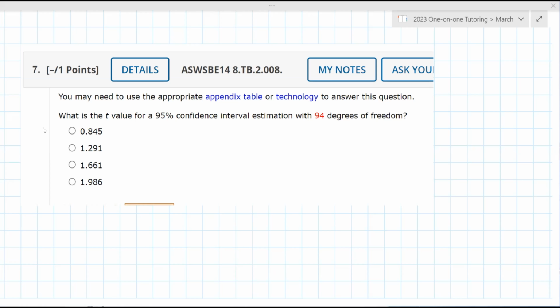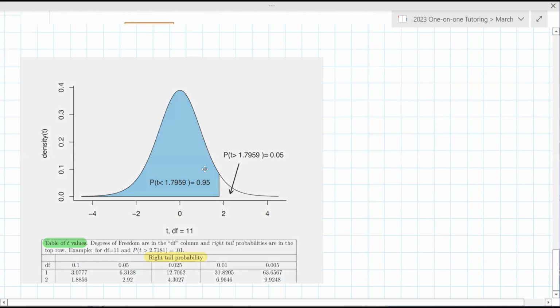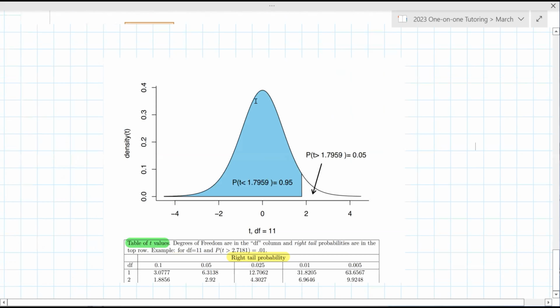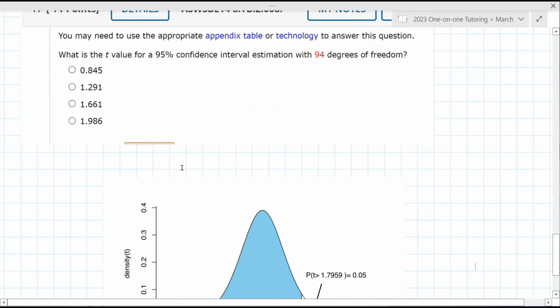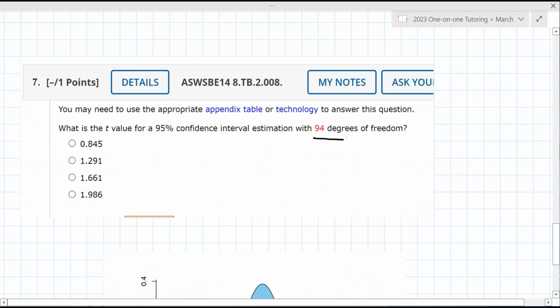So the way to use this is, it looks a lot like a normal curve, really does. There's this thing on the left called degrees of freedom, which is a shape parameter. It changes the shape of this thing. I mean, I don't really care, but that's what it does. It makes this thing thinner, wider, things like that. In your problem, they're giving you the degrees of freedom.